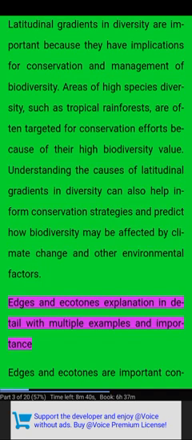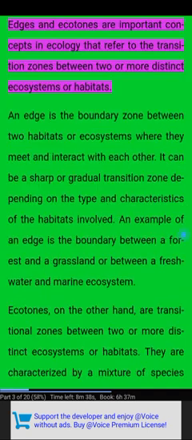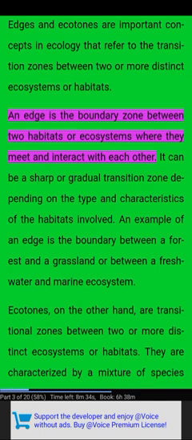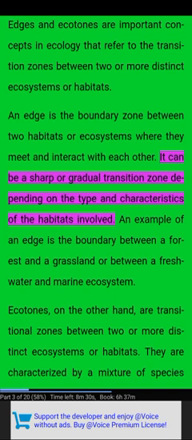Edges and ecotones explanation in detail with multiple examples and importance. Edges and ecotones are important concepts in ecology that refer to the transition zones between two or more distinct ecosystems or habitats. An edge is the boundary zone between two habitats or ecosystems where they meet and interact with each other. It can be a sharp or gradual transition zone depending on the type and characteristics of the habitats involved.